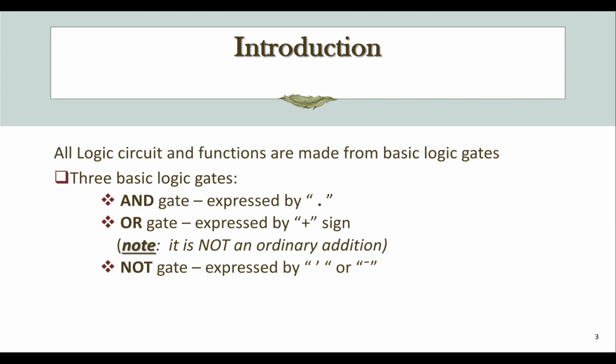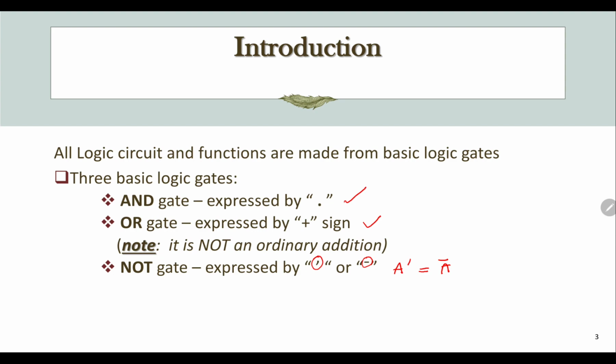Okay. The AND gate is expressed by a dot. The OR gate is expressed by a plus. The NOT operation is expressed by a comma or a bar. You can write A bar or A with a bar over it, like that.